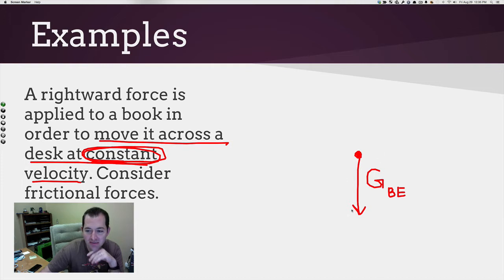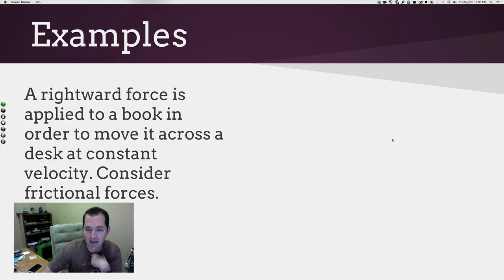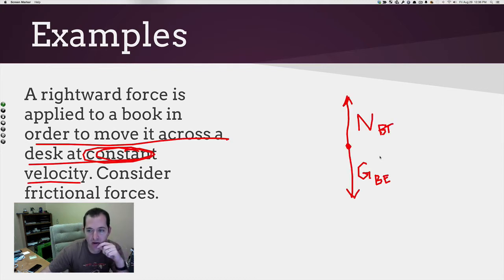So probably the easiest place to start is we know that the book is not moving up and down, right? So we know that we're going to have a balanced force upwards, very much like our book sitting on the table. We're going to have a normal force that counterbalances our downward gravitational force. So it's going to be the normal force on the book by the table. Sorry, that disappeared. Let me redraw that. Okay, so I've got that all redrawn.